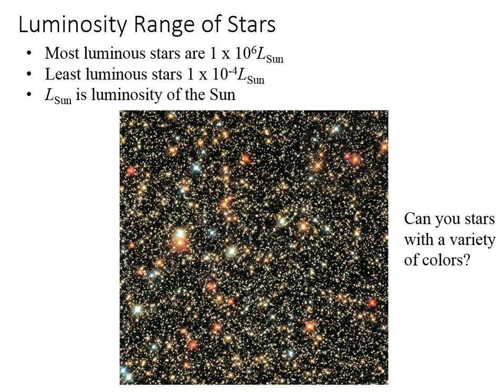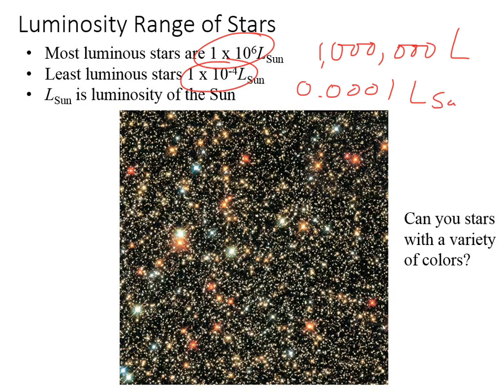In our universe, stars tend to be somewhere between 1 times 10 to the 6. Remember how that works: that would be 1 with 6 zeros, 1 million times the luminosity of our sun, versus 0.0001 times the luminosity of our sun. So that's what we're looking at. That is the energy these stars are pumping out.